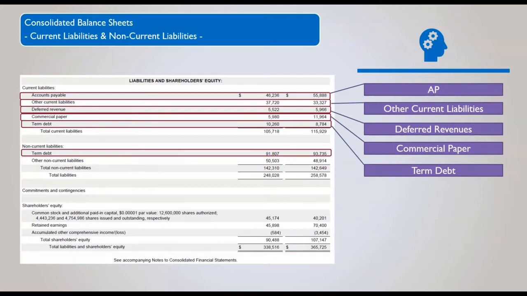The next line item we see is called term debt. This is a loan from a bank for a specific amount and a specific repayment schedule. In Apple's case, this includes floating and fixed rate notes, and the term debt has different maturity dates. The notes are senior unsecured obligations, and interest is payable in arrears. Here, we can see that Apple's current portion of term debt, those due within 12 months, was approximately $10.3 billion, and the non-current portion was $91.8 billion.